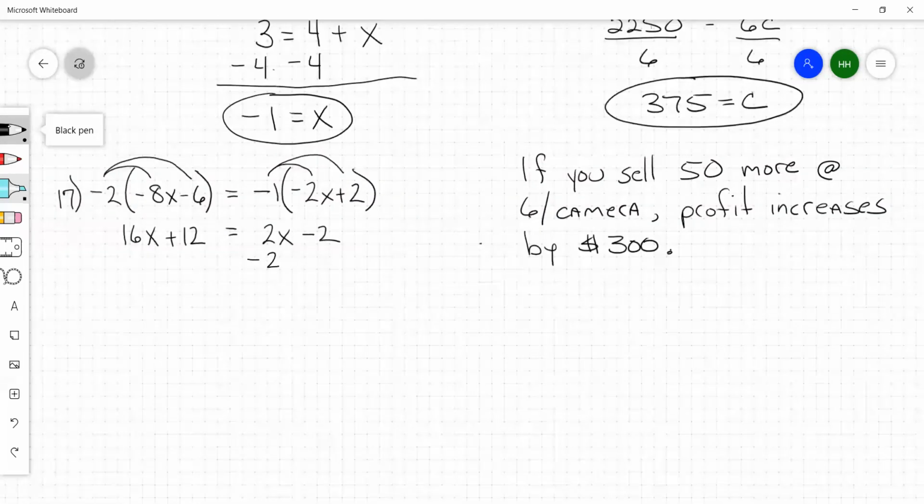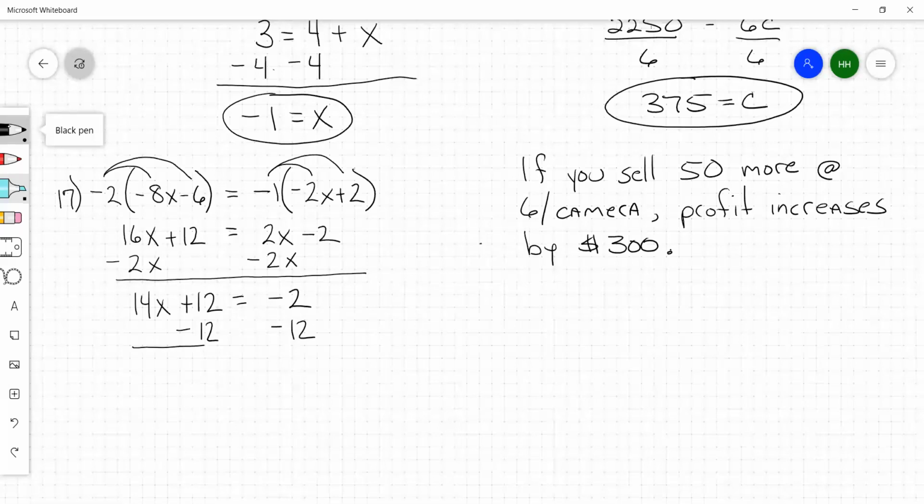So then you can subtract 2x from each side. So 14x plus 12 equals -2. You can subtract 12 from each side. So your 14x equals -14. And then divide by 14. So your x equals -1.